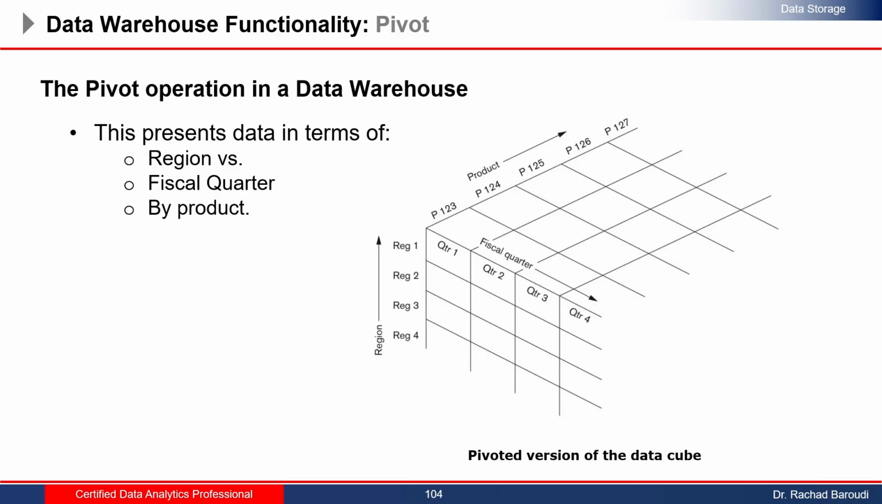Data warehouse functionality. Let's talk about the pivot. The pivot operation in a data warehouse represents data in terms of region, for example, versus fiscal quarter by product like we just saw before. And this is very similar to doing a pivot table where you can also change the dimension in the way that you want it to be looked at.